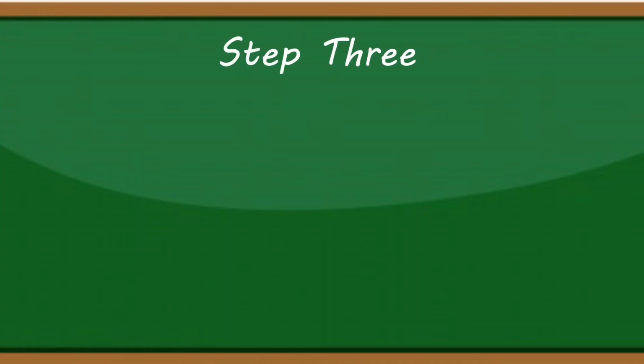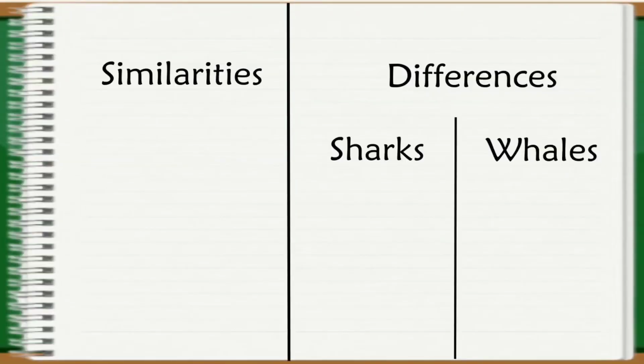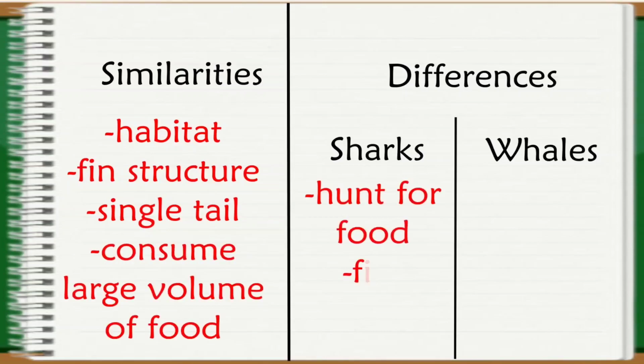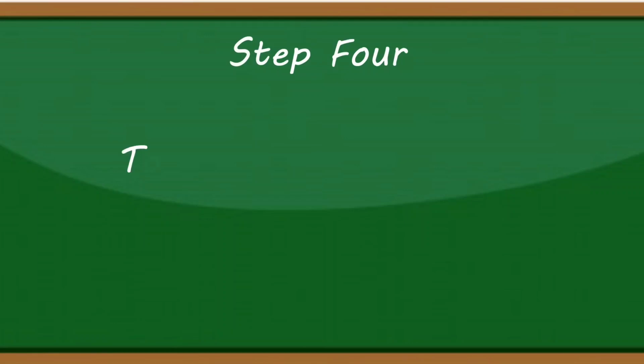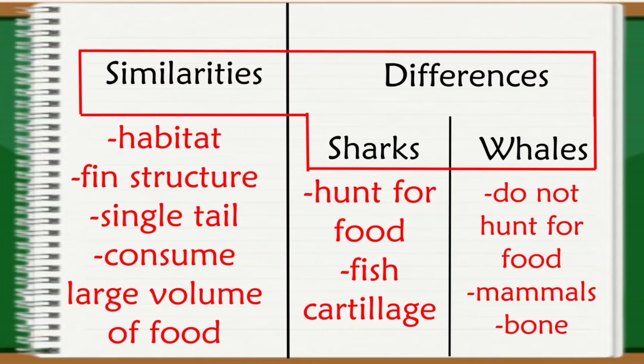Step 3. Remember to use words or phrases only. It is not necessary to write the information in complete sentence. Step 4. To be organized, classify information into categories. Like what we did, we categorize the information based on sharks and whales' similarities and differences.